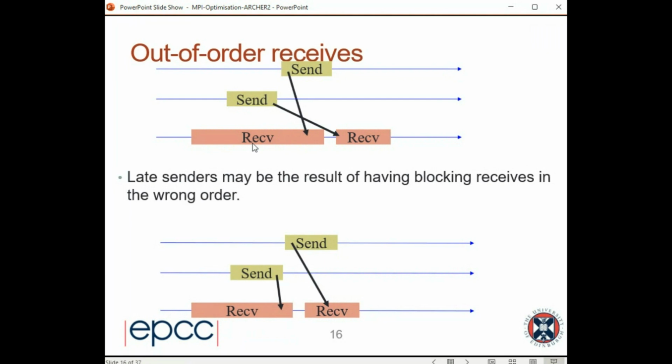So late senders may be the result of having blocking receives in the wrong order. Now, if this is really your situation, you could switch the receives around. So I'll receive from this process before this one, and that will mean that things will go quicker. Unfortunately, it's very rare that this is as simple as this.